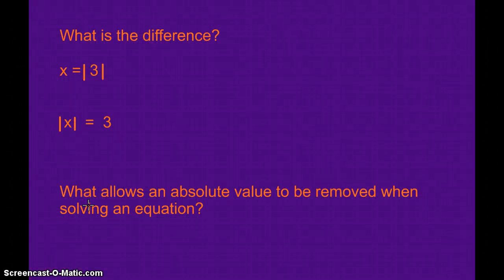So we have two different problems we want to look at here. We want to discuss what is the difference between our first situation and our second situation here. We start with x equal to the absolute value of 3. That simply says to find x, take the absolute value of 3. Well, 3 is 3 units away from 0 on a number line, so therefore x is equal to 3.